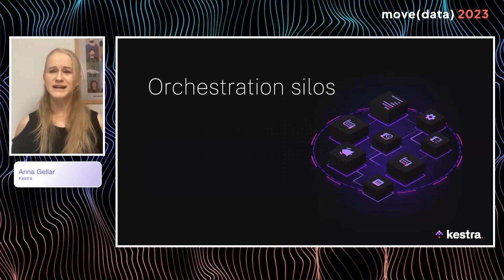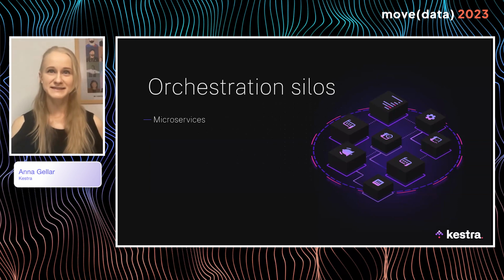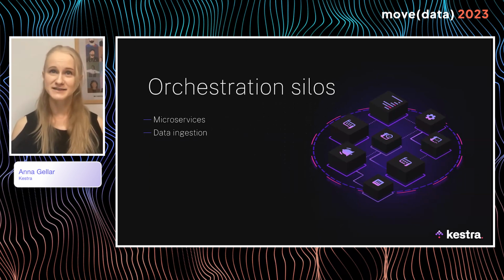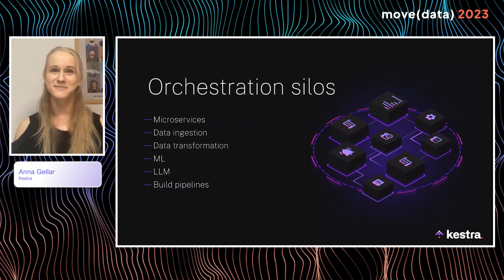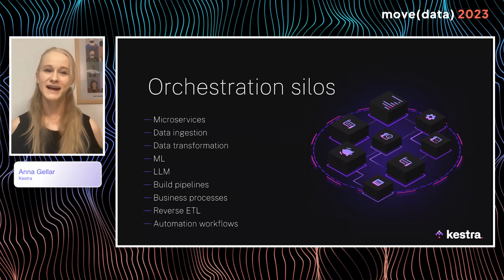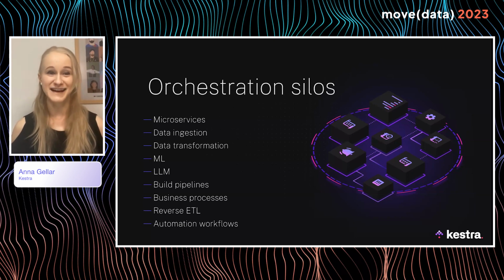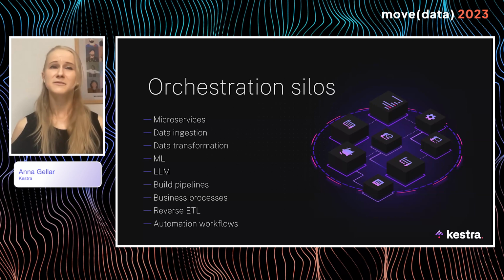Before you know it, you're juggling all kinds of orchestrators. One for microservices, another one for data ingestion, data transformation, ML, LLM, build pipelines, business processes, reverse ETL, automation workflows. And this is what we mean by orchestration silos. When each use case requires a dedicated orchestrator, the complexity keeps growing until your platform becomes nearly impossible to maintain and understand.